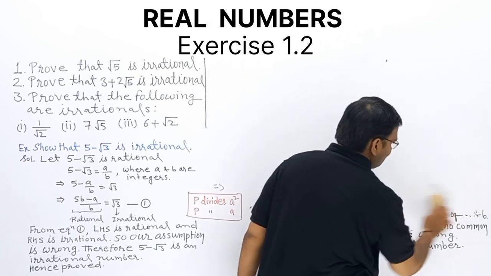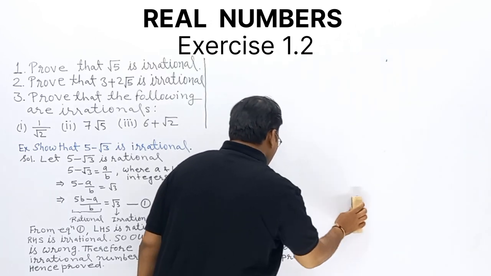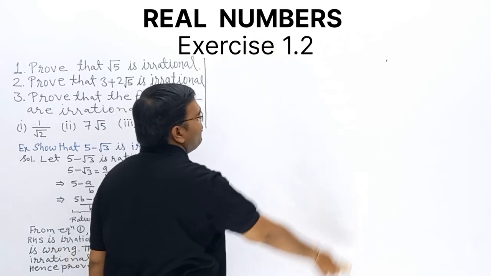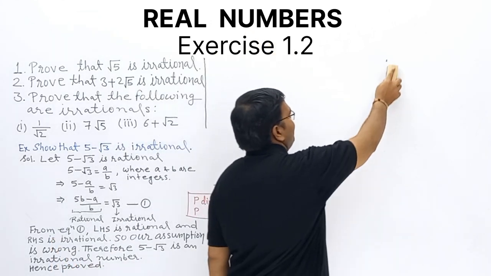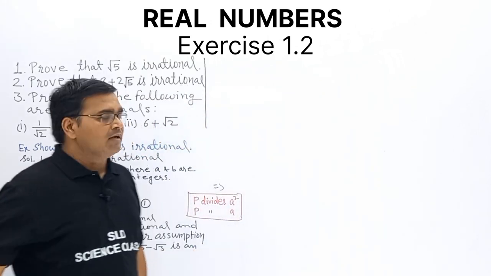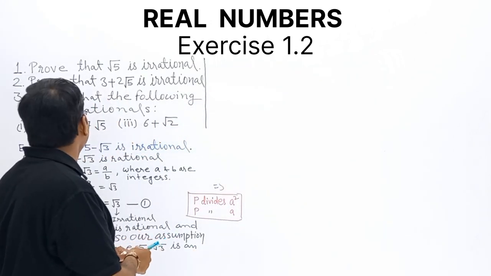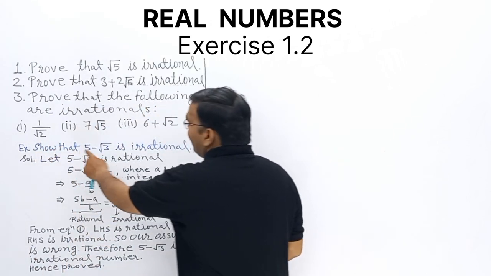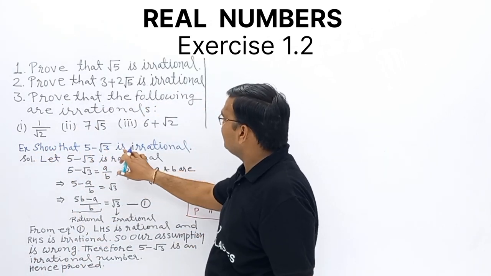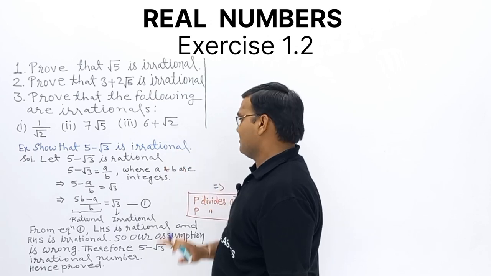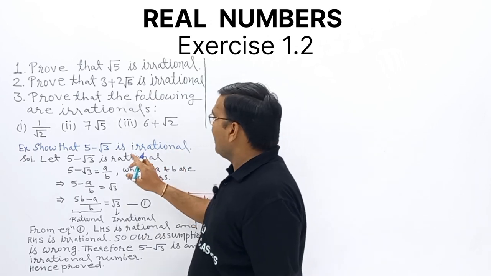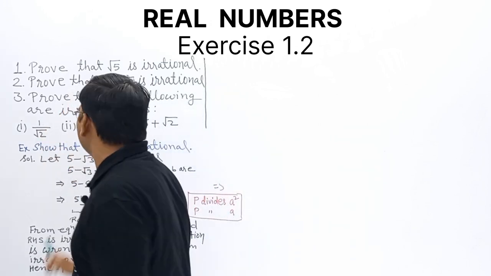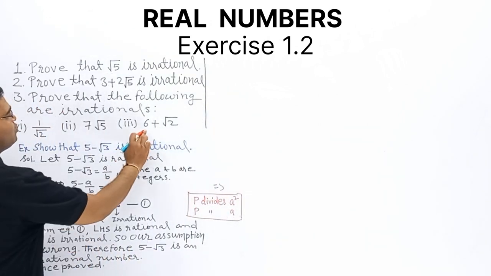So for solving this question, I have given you a standard process. You will follow that process, then you can get the answer. Now, first I am taking the question to prove that 5 minus root 3 is irrational. So I am taking another question in the place of this question.